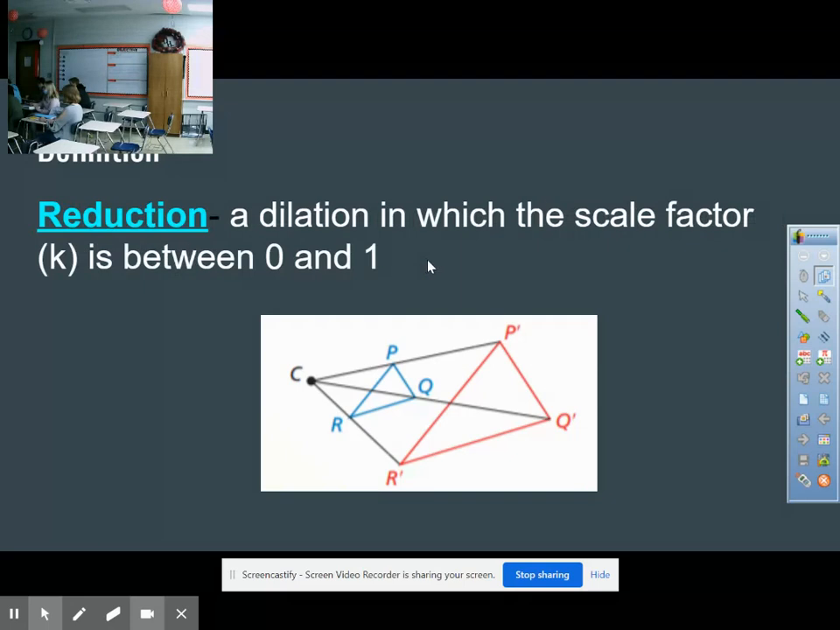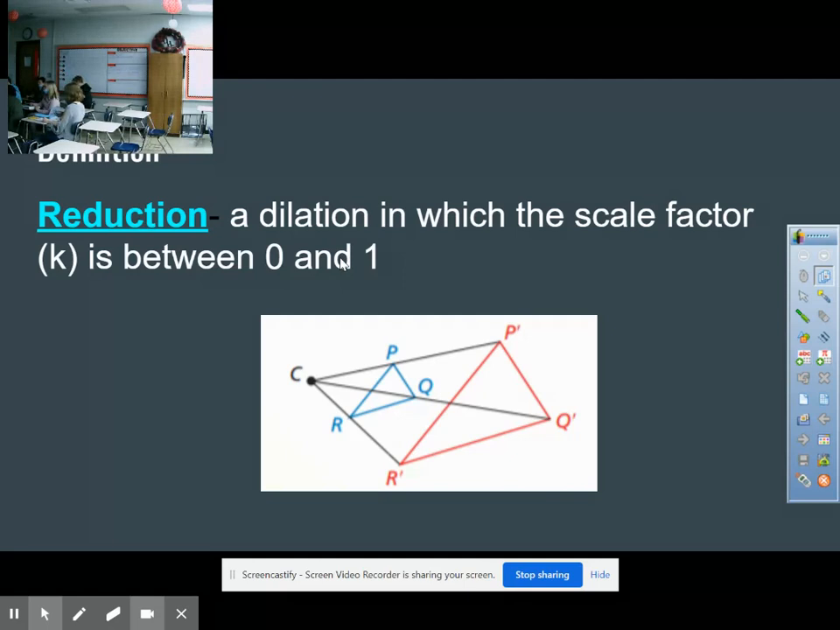All right, a reduction. A reduction is a dilation in which the scale factor K is between 0 and 1. You're going to need to fill that in right there. You would say a dilation factor of 1/2. That means the new image is half the size of the pre-image. So between 0 and 1: a half, 2/3, any number between 0 and 1.